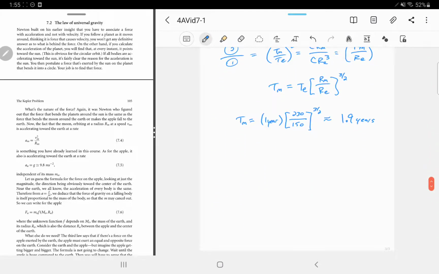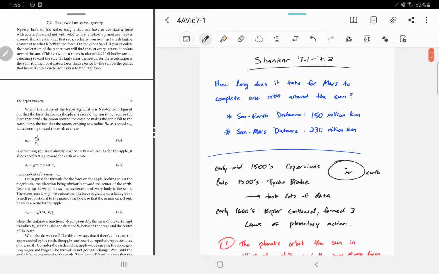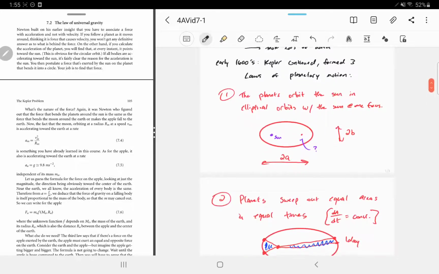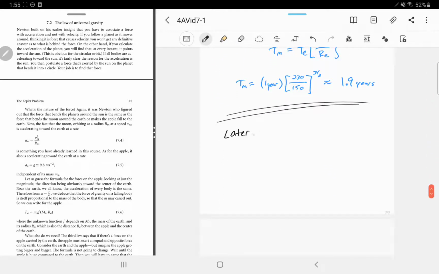But we'd like to go back to understand what Newton contributed here. Newton proposed his law of gravitation in the late 1600s. Early to mid 1600s was Kepler. 50, 75 years later, so late 1600s, is when Newton came along and proposed his theory of gravity.